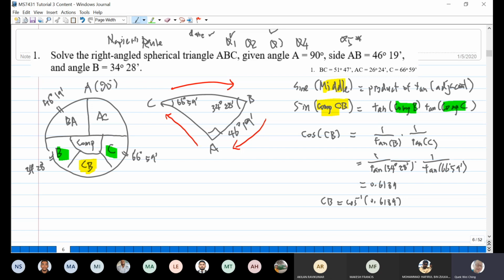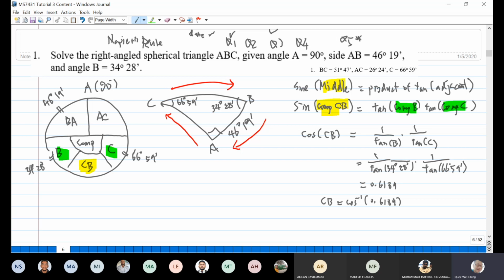Okay, 1 over. Anyone got a different answer from mine? Let's see. Just now I check. Okay, 34 degree, 28 minutes. And then multiply by tangent of 66 degree, 59 minutes. Close. 0.6188 here.